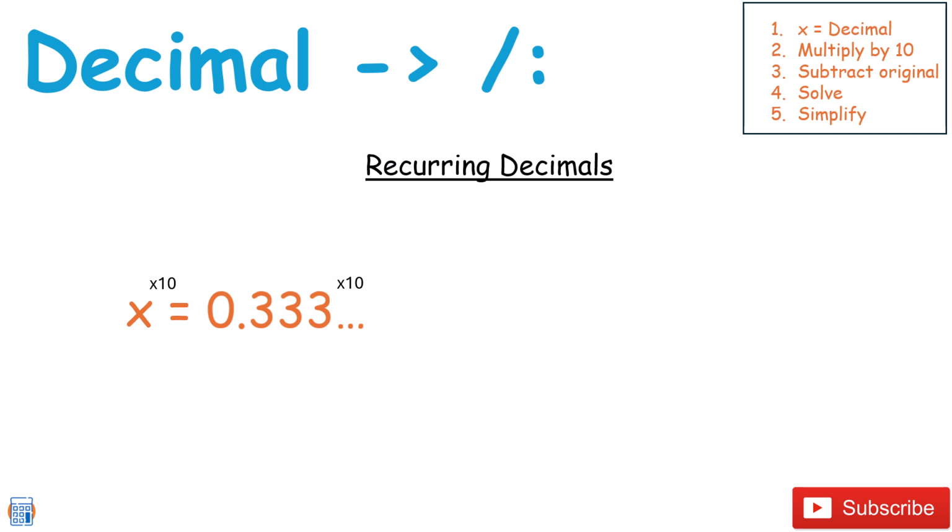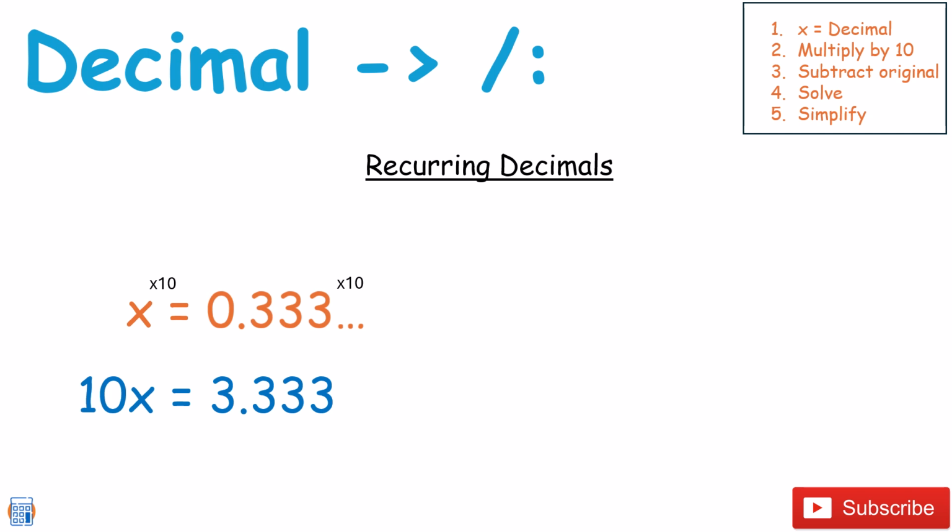Let's look at number 2. Multiply by 10. Whatever you do to one side, you of course have to do to the other. So we've timesed x by 10 and the decimal by 10. Let's just go through that now. If you do x times 10, you just get 10x. And if you go with 0.333 times by 10, you just move the decimal place along. So you get 3.333.